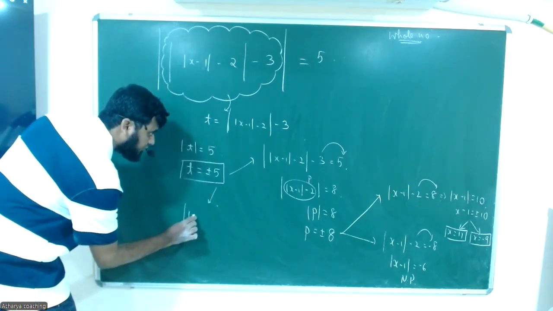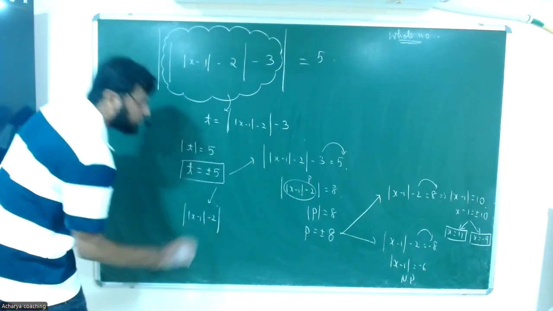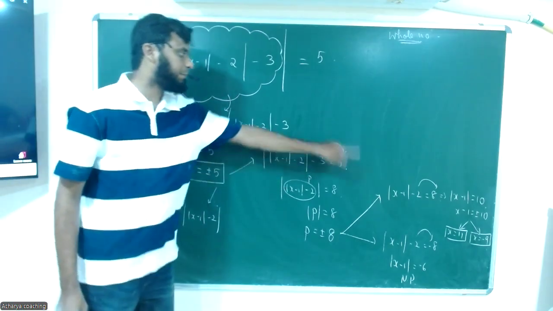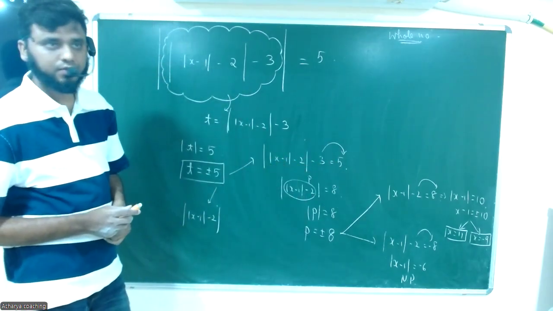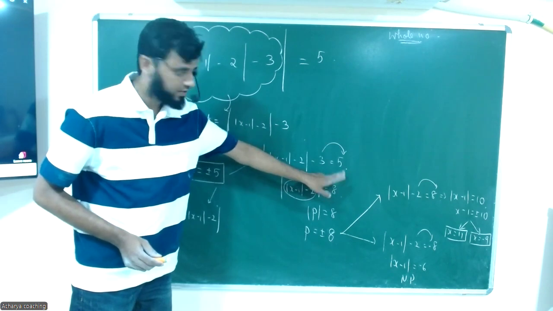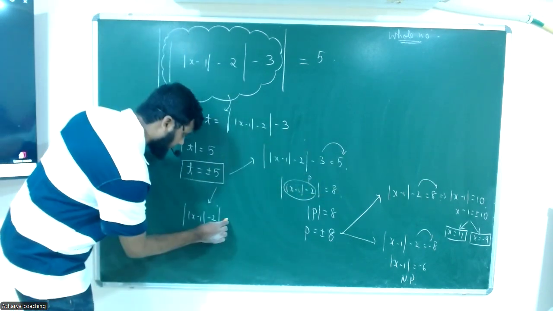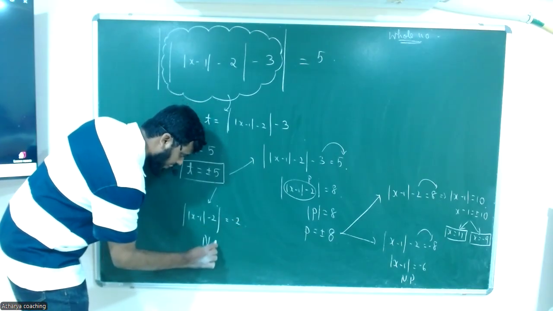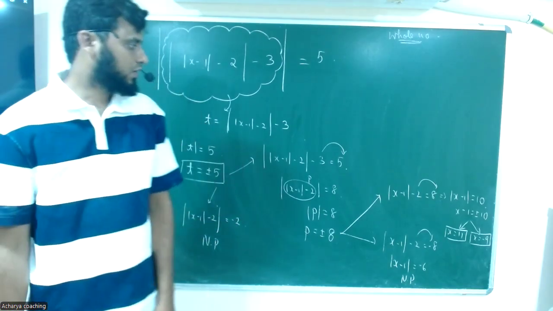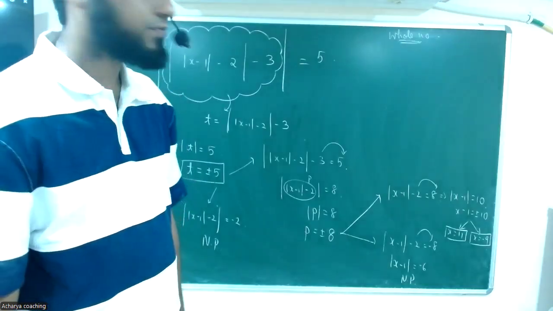So the whole modulus of x minus 1 minus 2, the whole mod, equals minus 5. Plus 3 on the other side gives minus 5 plus 3, which is minus 2. So here it is not possible. Clear? Any doubt in this?